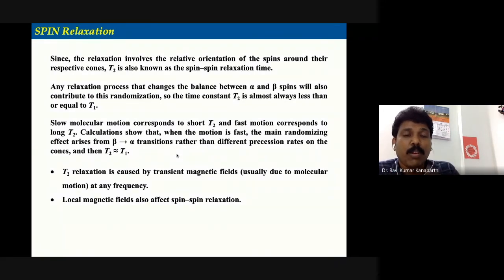We have only one population variation after applying the radio frequency, that is alpha to beta. That is taken care of by the one relaxation. So naturally, the other relaxation will not be involved in this process. If you have any questions, you can ask me.